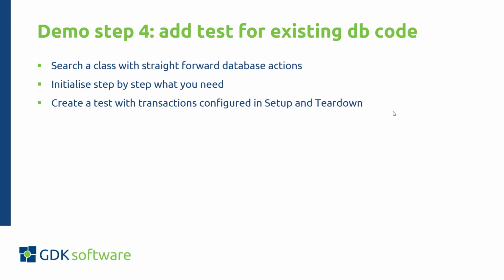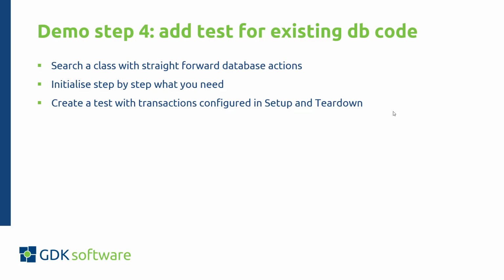As a next step, we want to add a test for existing code using the database, because that's very often the case in a large legacy database application. So search for a class with relatively simple and straightforward database action so that you can easily start testing it. And initialize step by step what you need. So don't put all the data modules in your unit test project when you don't need them at that time.